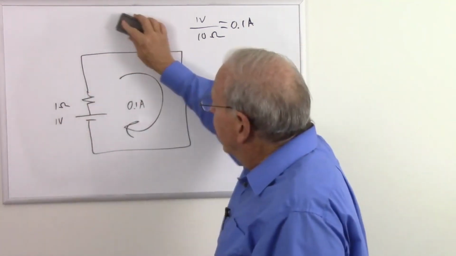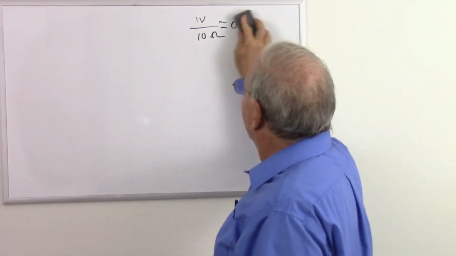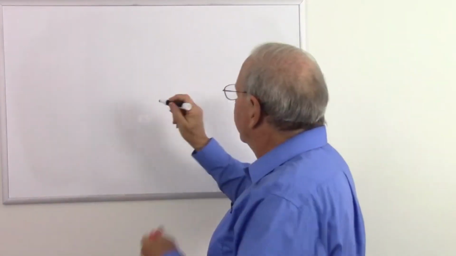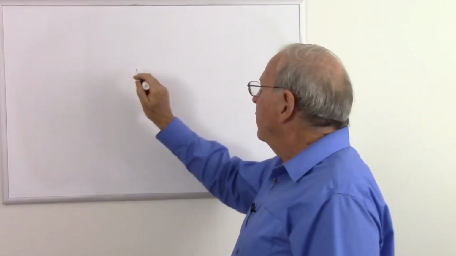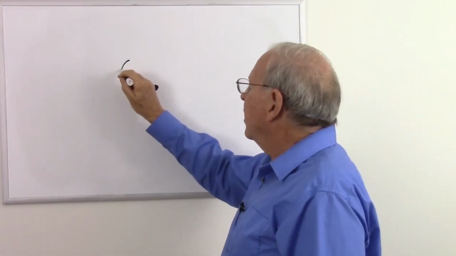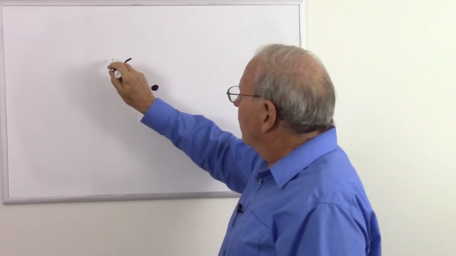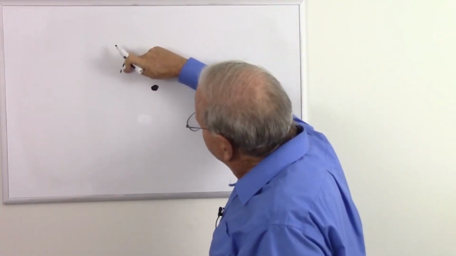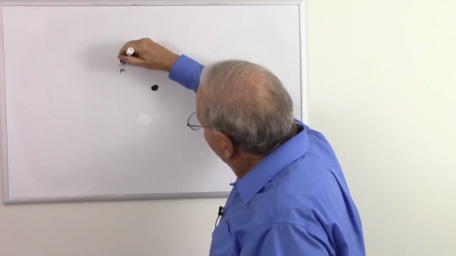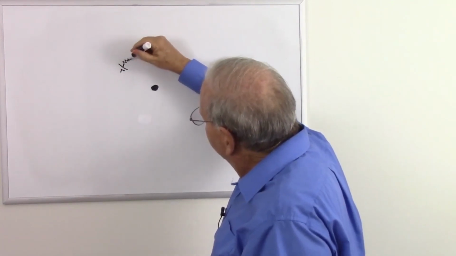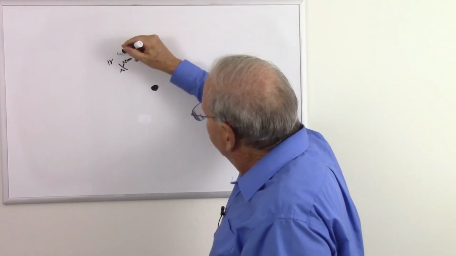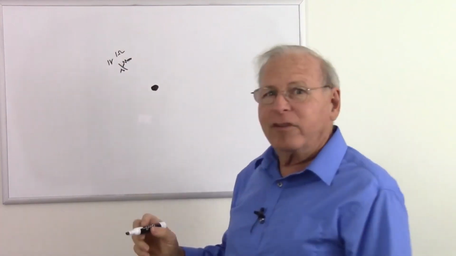So now let's put that back in our loop. Here is our coil that's inducing the current. Here is that little section. And now we know that that looks like a 1 volt battery with a 1 ohm resistance in series.